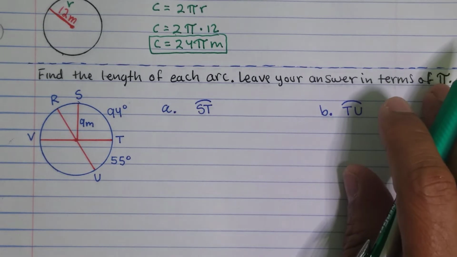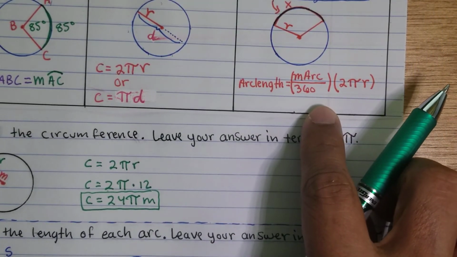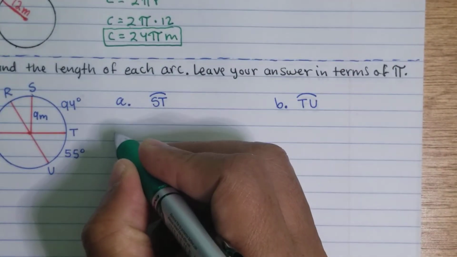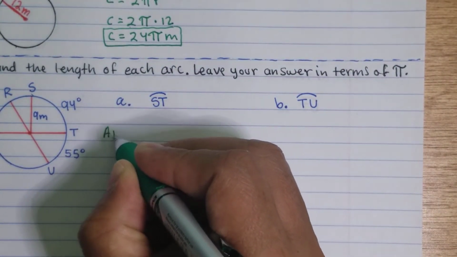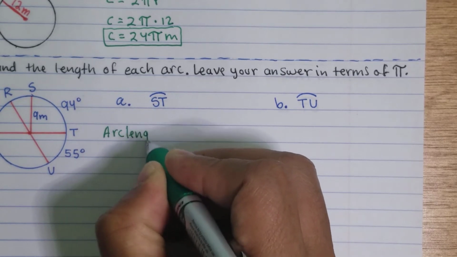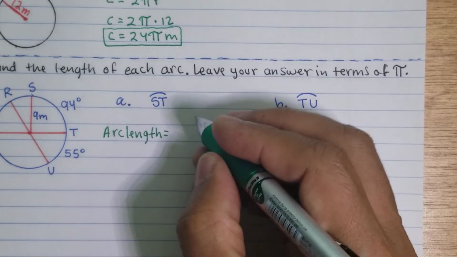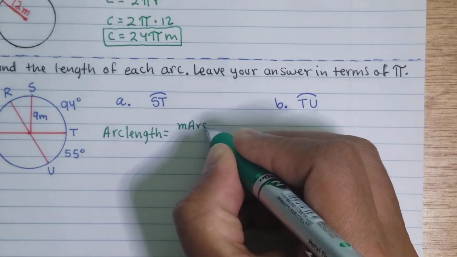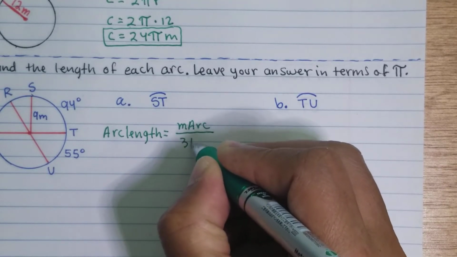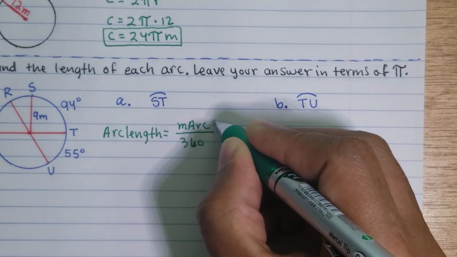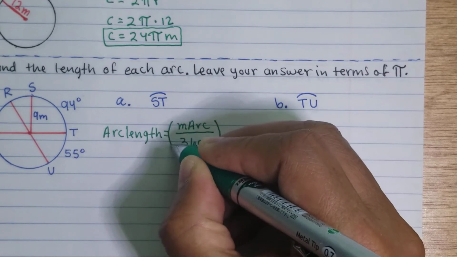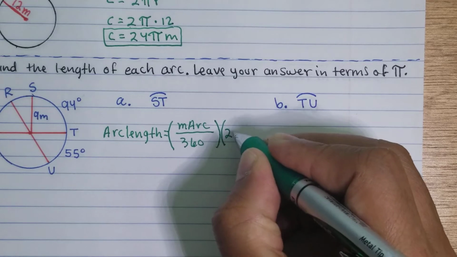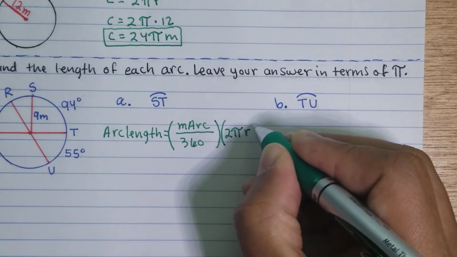So I'm going to use this formula here. I'm going to just state it for now, and then we'll work through it. So if I want to find the arc length, that is equal to, I'm going to take the measure of the intercepted arc and divide that by 360, which is a full rotation around a circle. And then I'm going to multiply that by the circumference of the circle. So that's 2 pi times the radius.